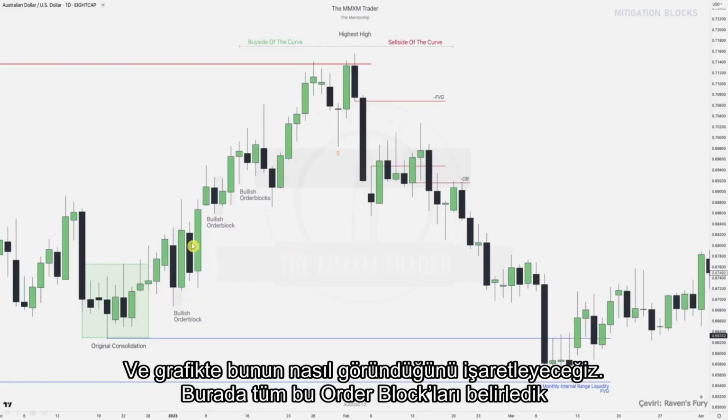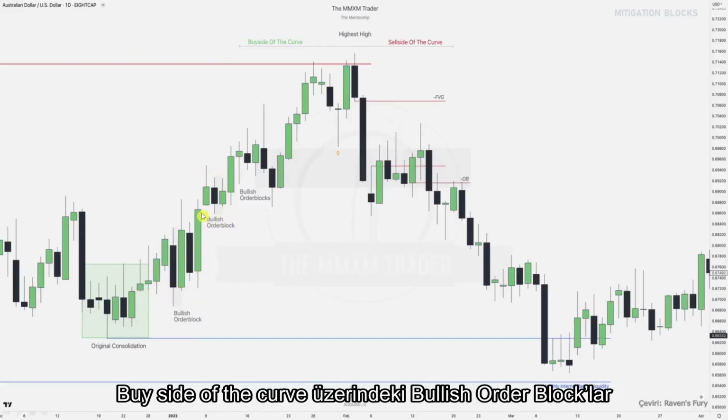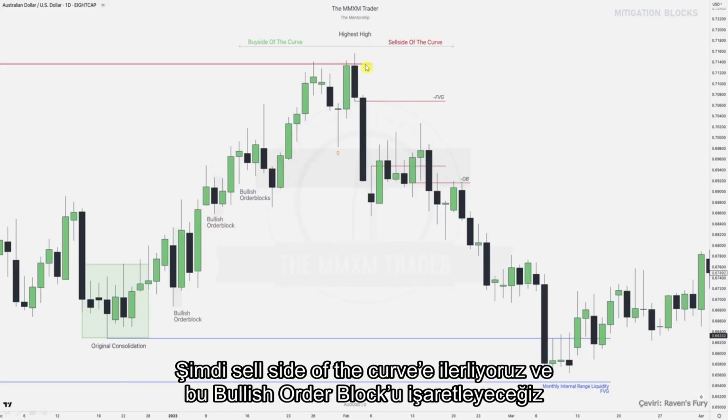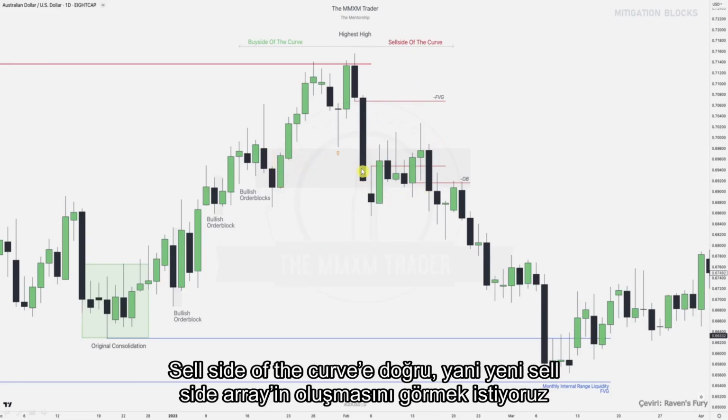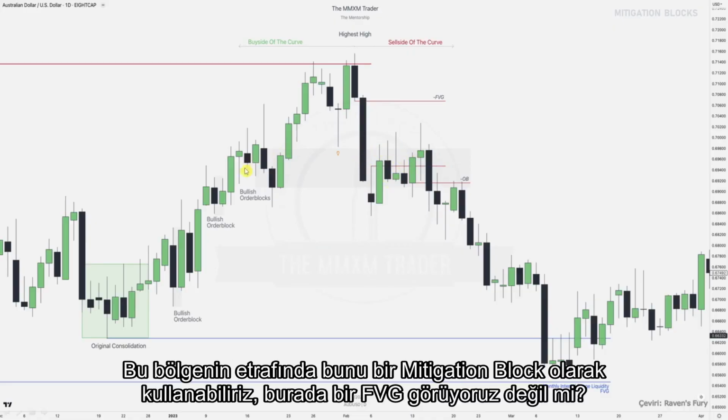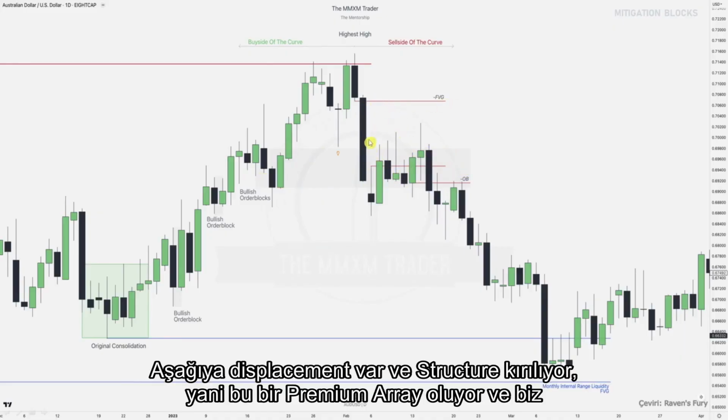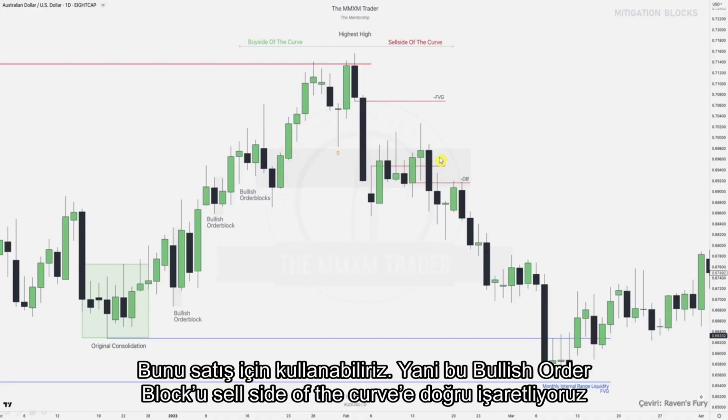So over here we outlined all those order blocks, right? The bullish order blocks on the buy side of the curve. Now we're heading into the sell side of the curve, and we're going to outline this bullish order block to the sell side of the curve, right? So we want to see our new sell side array form around this area where we can use this as a mitigation block. So we can see this fair value gap here, right? We displace lower and break structure. So this is a premium array which we can use to sell off from.